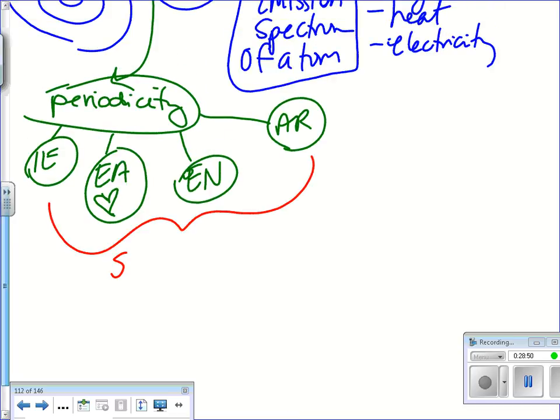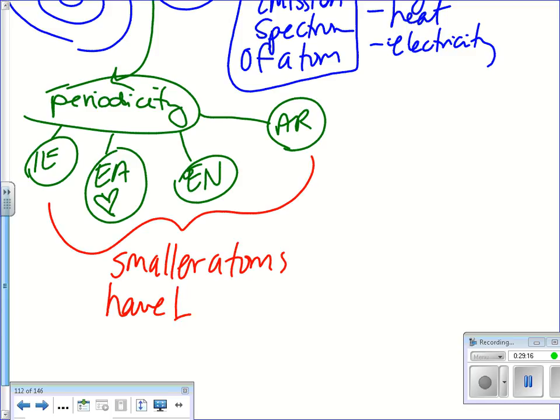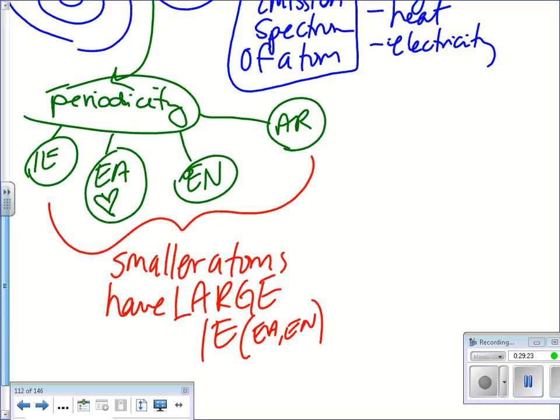So smaller atoms have what in reference to the scale or the size of each of these energies? Do smaller atoms have a high ionization energy or a low ionization energy? High or low? High energy. I'm going to say they have a large ionization energy, and EA and EN, because they all run the same direction on the periodic table. And how do you remember that?